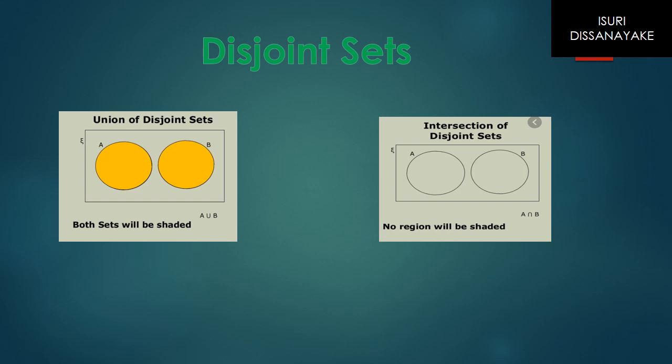Intersection of the disjoint set means disjoint says there is no intersection, there is no common region. So you can't shade anything to show the intersection of a disjoint set. Disjoint means the sets are not joined. There is no overlapped area.